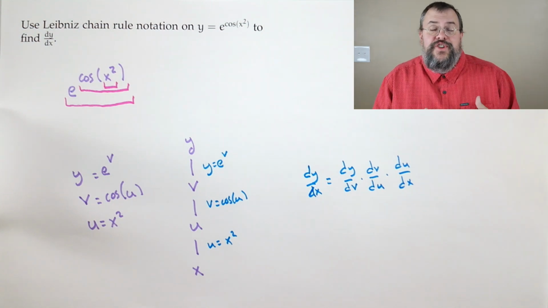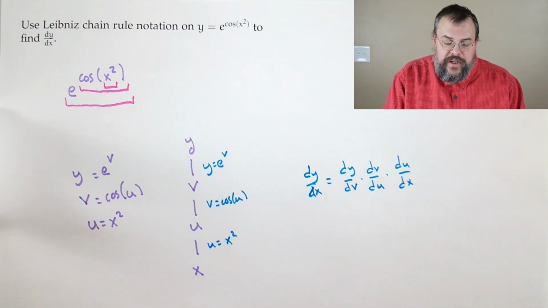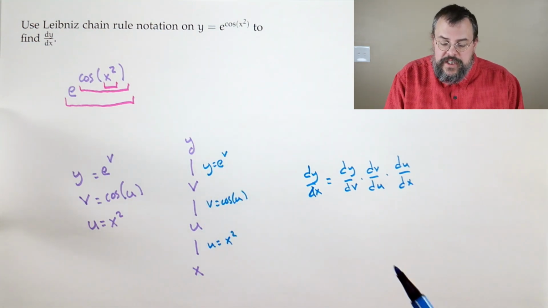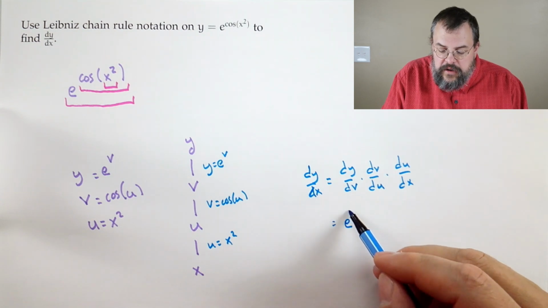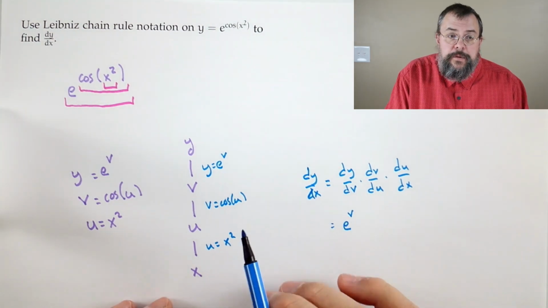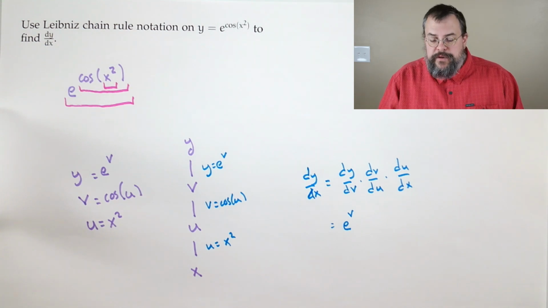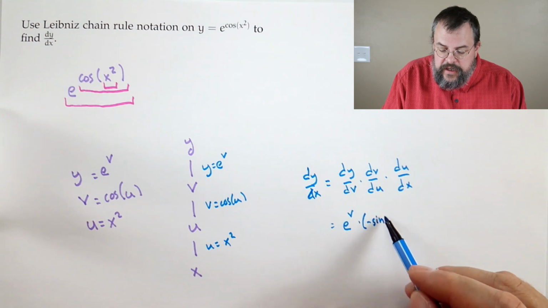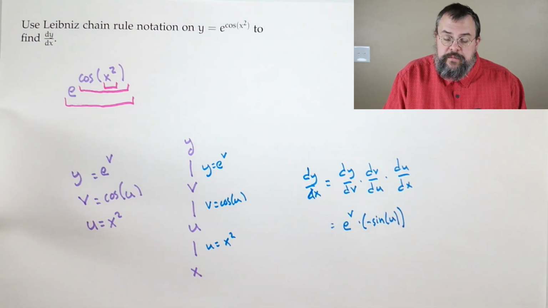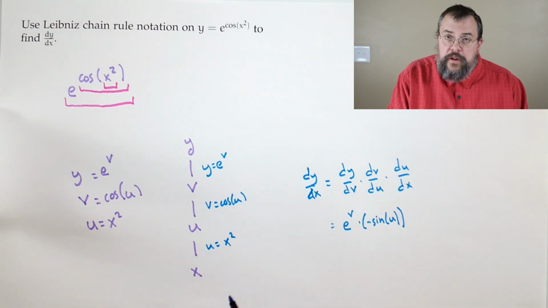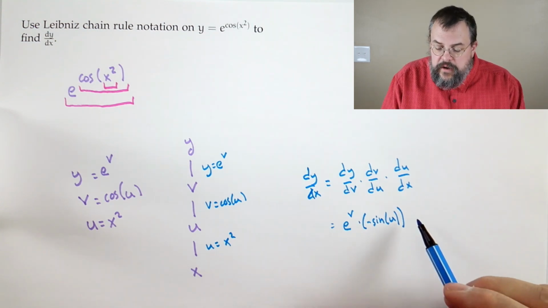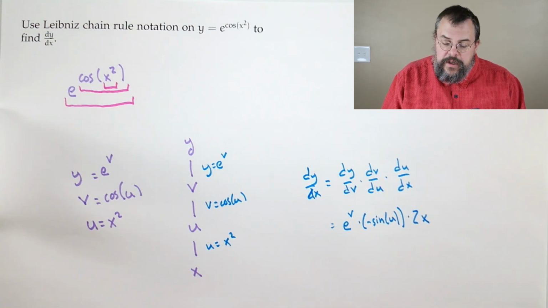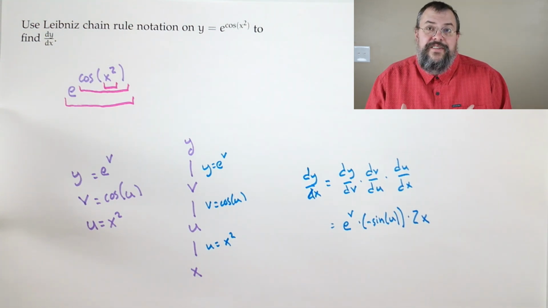So at every step in this chain, there are always simple functions. Look at it, derivative of y with respect to v. This is the exponential function, so this would be e to the v. Derivative of v with respect to u, now it's the derivative of cosine with respect to u. Derivative of cosine is negative sine. Derivative of u with respect to x, again, it's a polynomial, x squared, so that would be 2x. Okay, and now you can say, all right, that is the derivative.